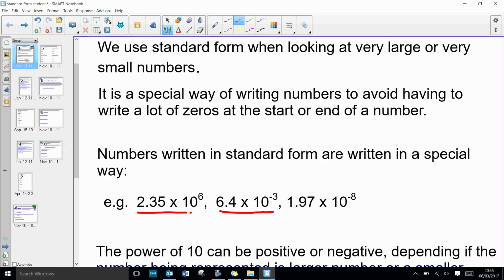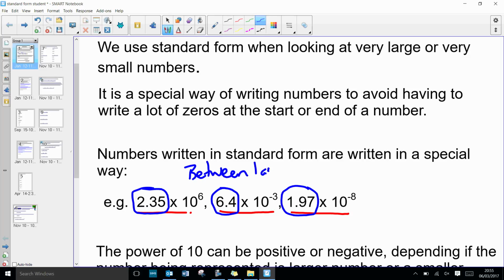6.4 times 10 to the negative 3. 1.97 times 10 to the negative 8. These are all in standard form. Note, there's something special here. This value here, in each case, is between 1 and 10. In other words, there's just one digit before the decimal point.